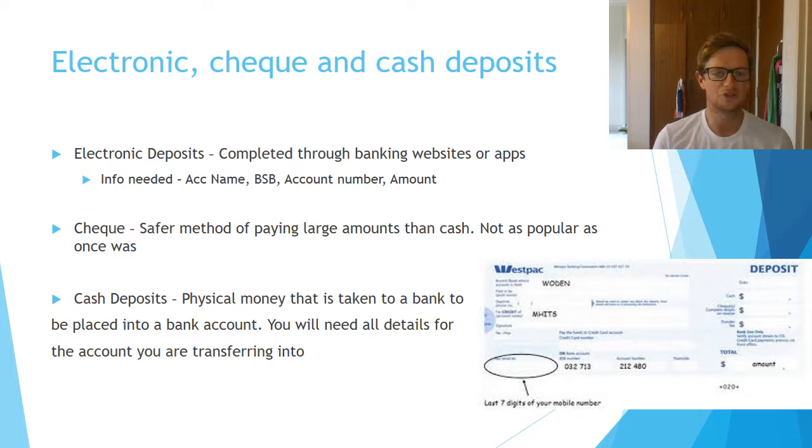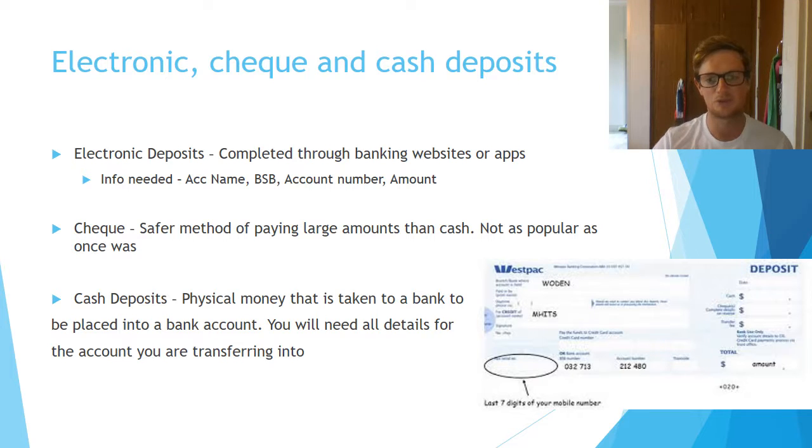So just generally the information needed. So you need an account name, the BSB, the account number, and the amount. And then it's all fairly straightforward to deposit money through to somebody else or to deposit money into a different account on yours. Then we've got a check.